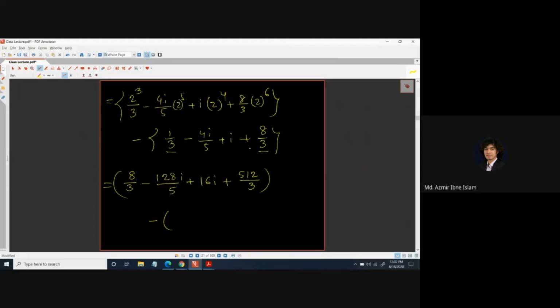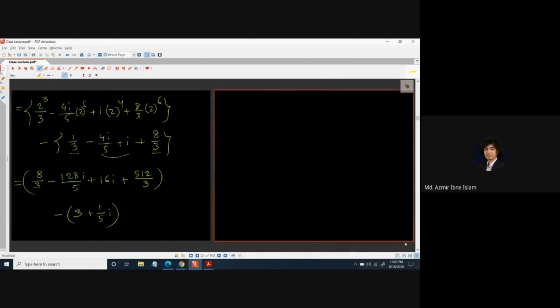So 1 over 3 plus 8 over 3 is equal to 3. And here we have negative 4 over 5 plus 1, I am adding these two. So that means it will give us positive 1 over 5 i. Now we can add all these things. We will get the result.